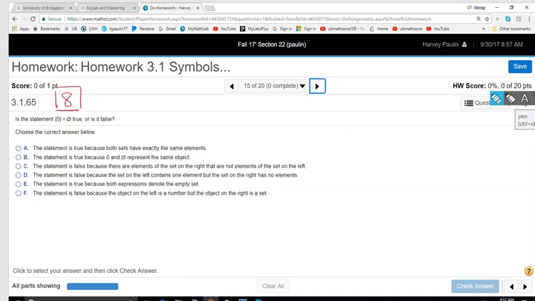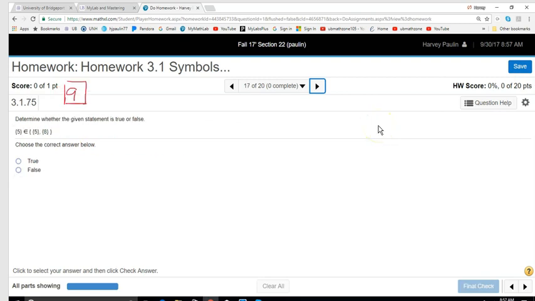All right, for number 8, we'll pause to read the statement. Is this statement true or false? And then which one statement below supports it? Well, it's letter D. The statement is false because the set on the left has one element, 0, while on the right, it's saying the set is empty. So that one's a little tricky. Read it carefully. All right, let's go on.